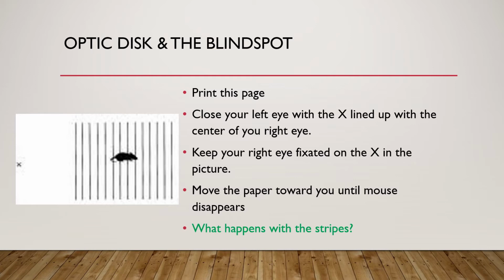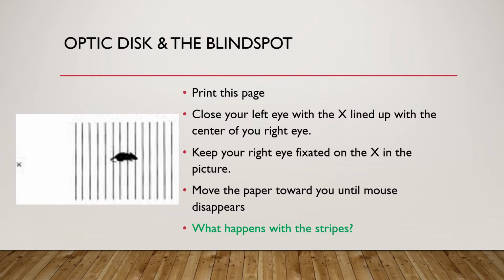So if you have this on full screen, you can close your left eye, and with the X lined up with your right eye, it's probably easier to move your face back and forth, or if you have a laptop, you can move it back and forth. Not sure it would really work on a small phone, but if you made the picture as big as the phone, so you closed up in the picture, it might work. I think it would. You go closer and further and closer and further, and eventually the mouse disappears.